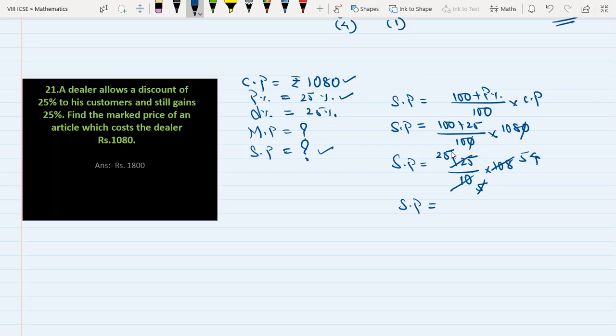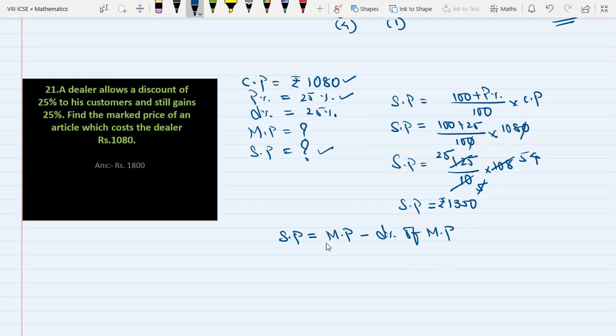25 multiplied by 54, which is 1350 rupees. Now we have got the selling price. How to find the mark price? You remember the formula: selling price is equal to mark price minus discount percent of mark price.